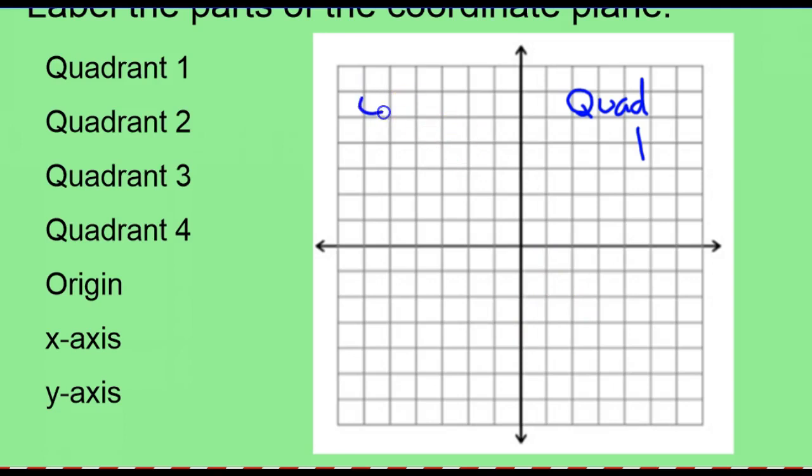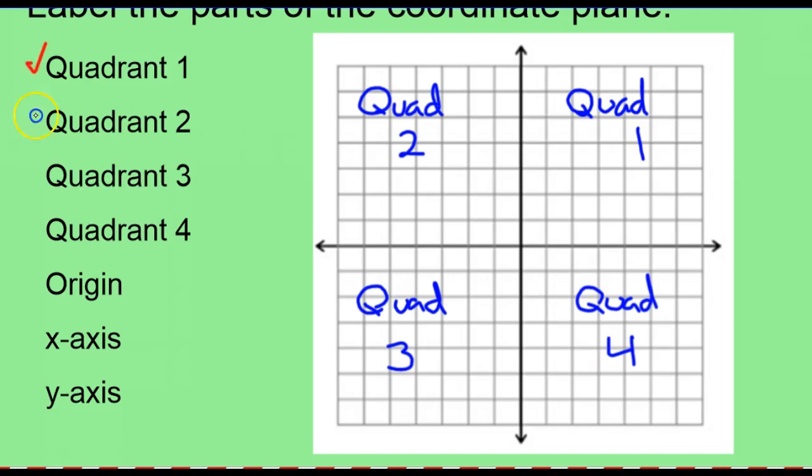So then this is quadrant 2. This is quadrant 3. And this is quadrant 4. So we checked off all of those.